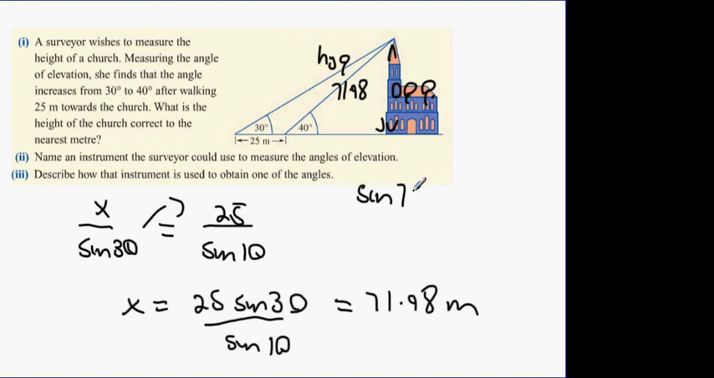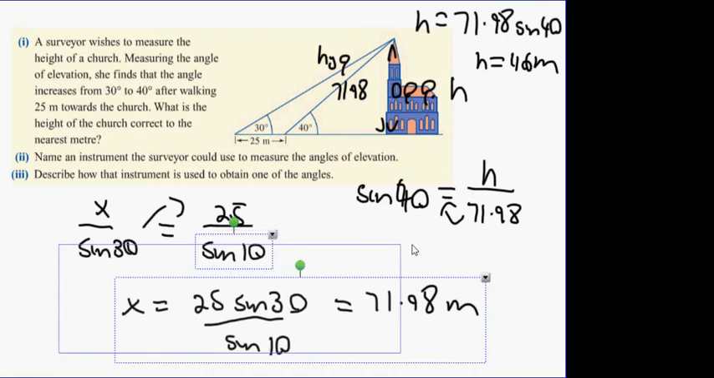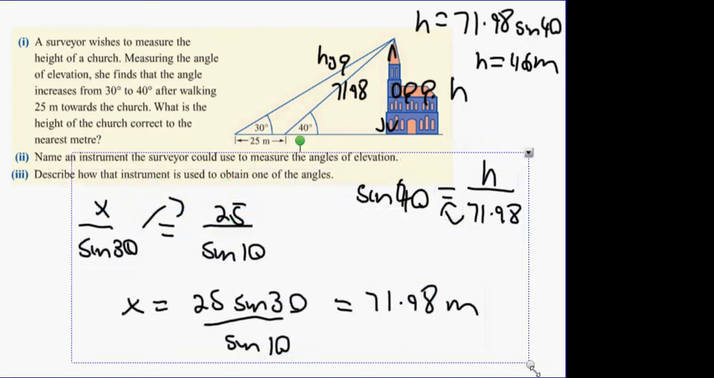Sine 40 equals opposite, which we'll call H, over the hypotenuse, which is 71.98. Cross multiply up to 71.98. H equals 71.98 sine 40. Now, and only now, do you start rounding, and H will therefore equal 46 metres. Happy with that? Now that's done. That first part is worth 10. Okay? Next part.